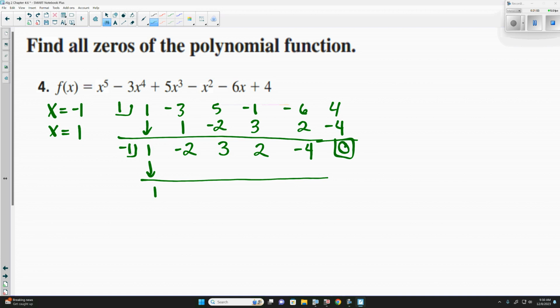Now, if we do the multiplication of -1, -1 times 1 is -1. -2 plus -1 is -3. -1 times -3 is 3 plus 3 is 6. -1 times 6 is -6. So 2 plus -6 is -4. -1 times -4 is 4, plus -4 is 0. Questions on this here?